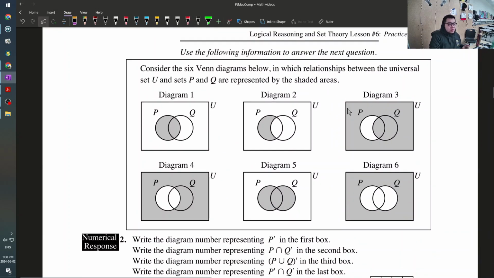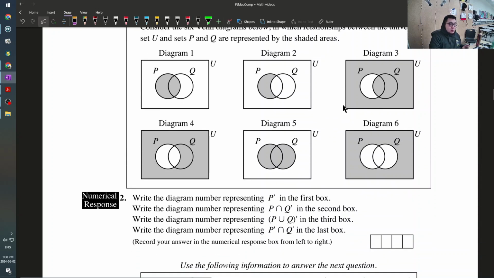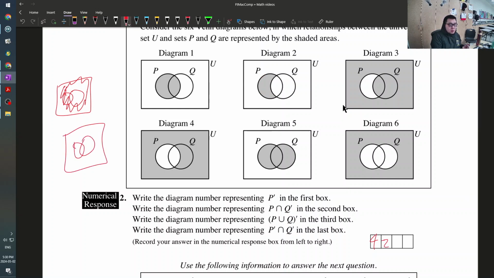Okay, six Venn diagrams, which of the relationships are there? Not P, so that means everything that's not in P, so that is 4. P intersect not Q, so what is not Q? Well, not Q is everything that's not in Q, right? And then P intersects it, so that means it is this one right here, 2. P union Q, what is P union Q? That is all of P and all of Q, so everything inside the circles are shaded. But there is a prime, so instead of shading the inside, we only shade the outside. So that's 6.